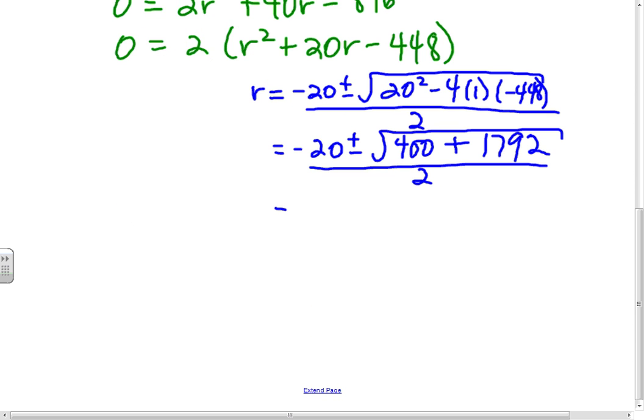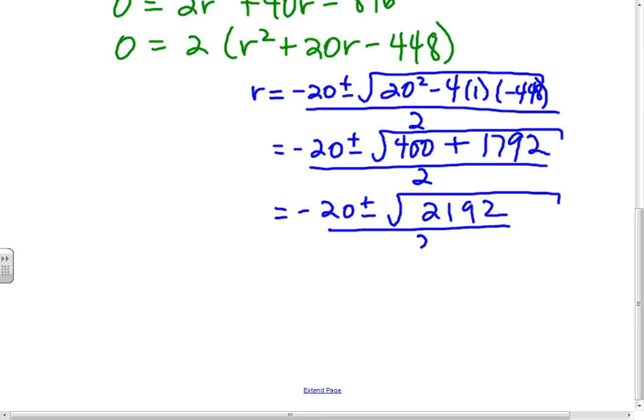Negative 20 plus or minus, almost done. The square root of 1792 plus 400 is the square root of 2192, which is not a really pretty number. The square root is about 46.8.